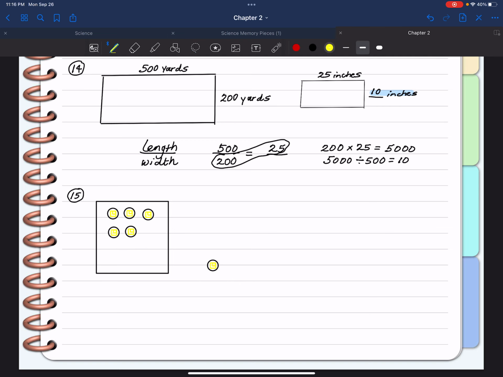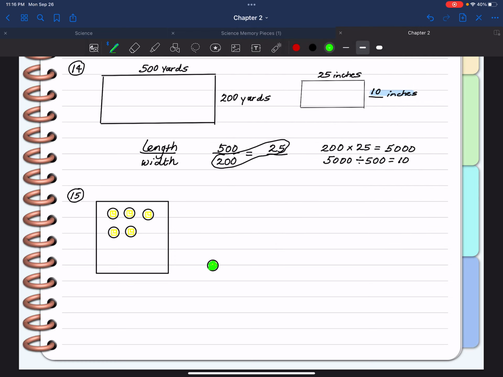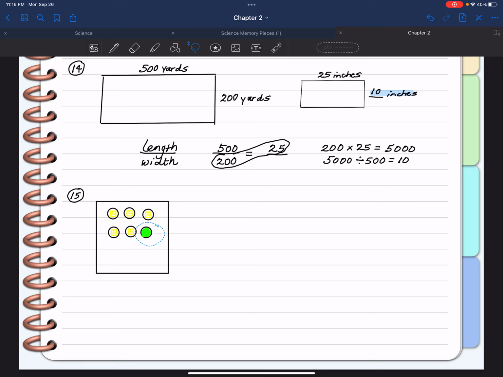So let me make this fella green. That shade of green makes my head hurt. One, 2, 3, 4, 5, 6, 7. All right, so there are the marbles in the bag. We have 5 yellow and 7 green.